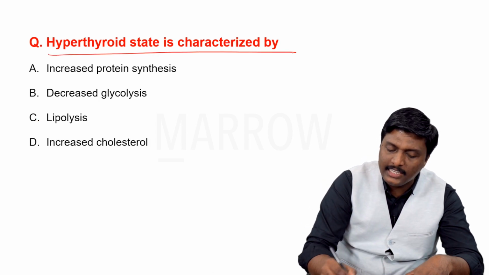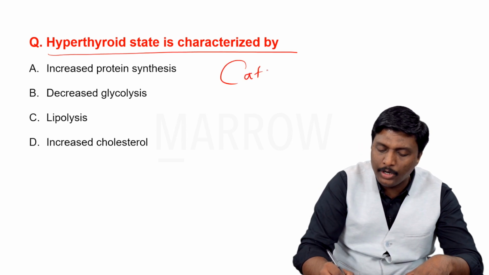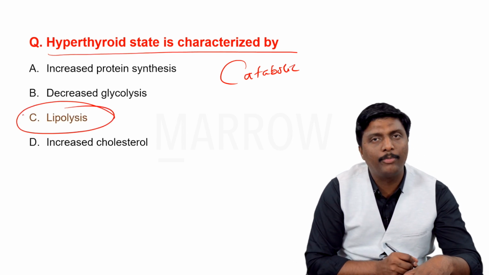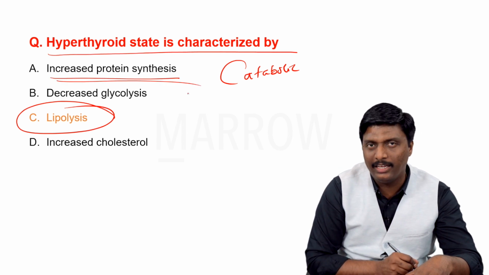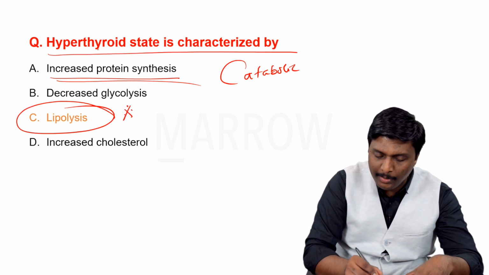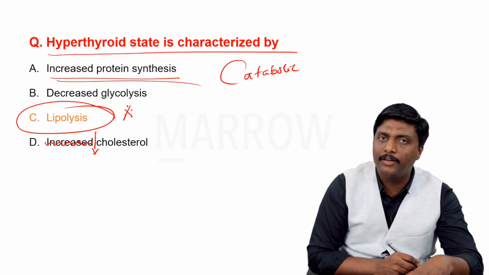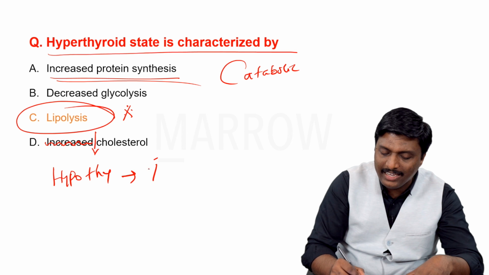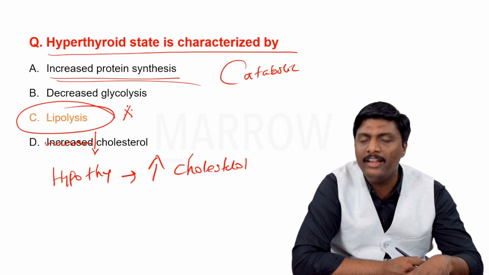Hyperthyroid state is characterized by which one? Hyperthyroid, what I told you, it is universally catabolic. The best answer is always lipolysis. It does not increase protein synthesis, it is protein catabolic. Never forget this. The best answer for this is lipolysis. Hyperthyroid state is characterized by not increased cholesterol, decreased cholesterol. Only hypothyroid state is characterized by increase in blood cholesterol, which can progress to atherosclerosis in hypothyroidism.